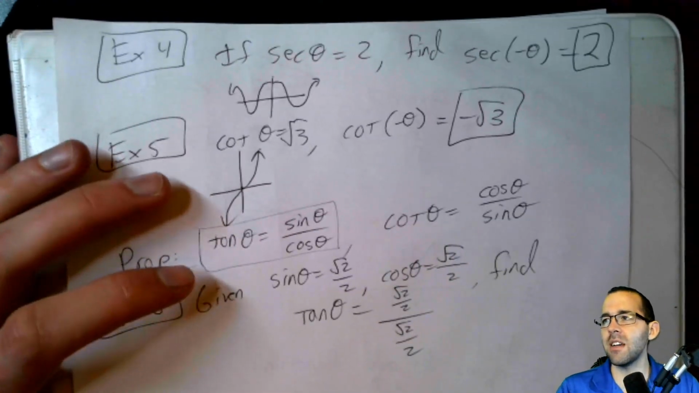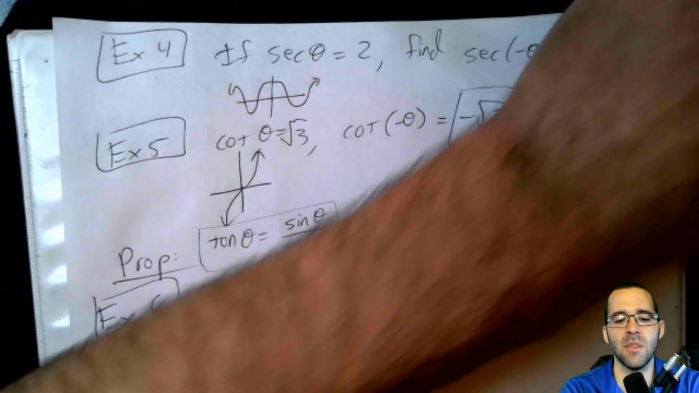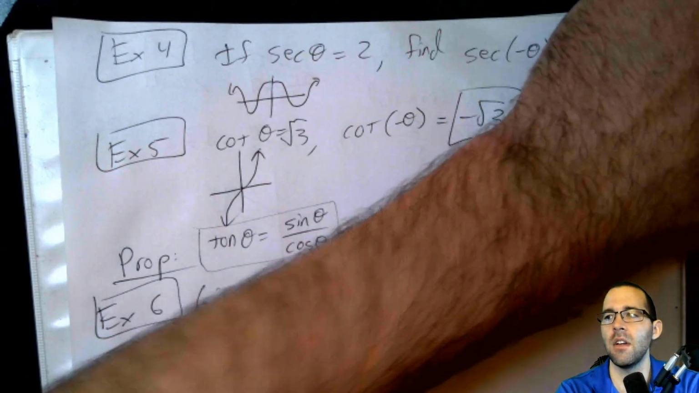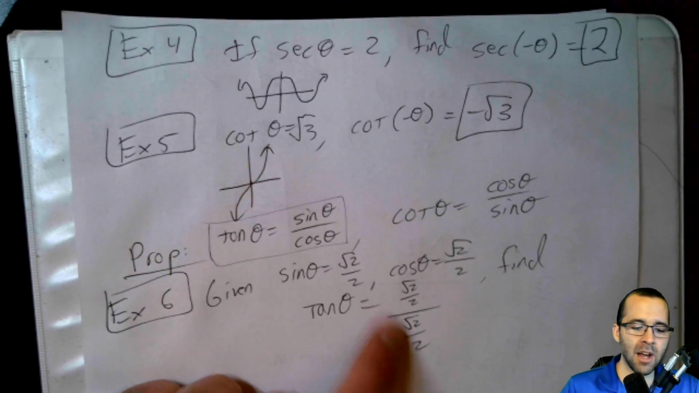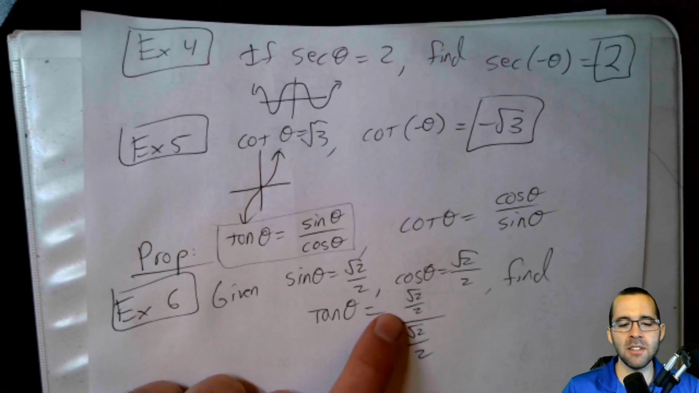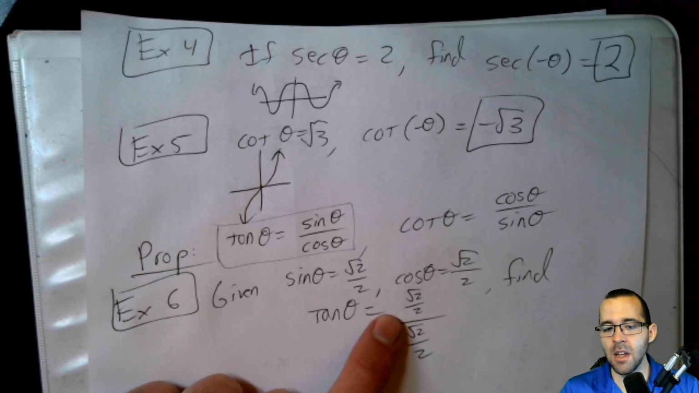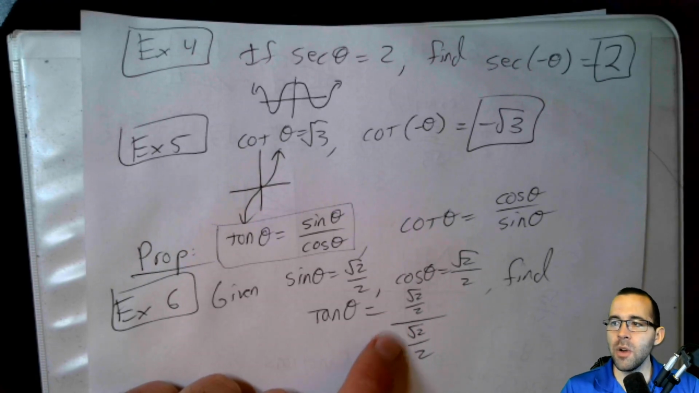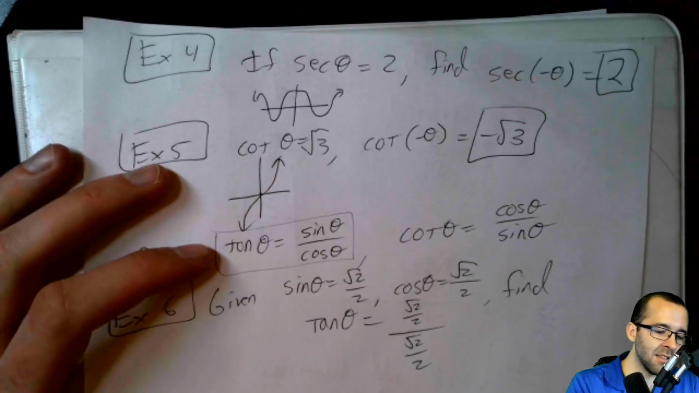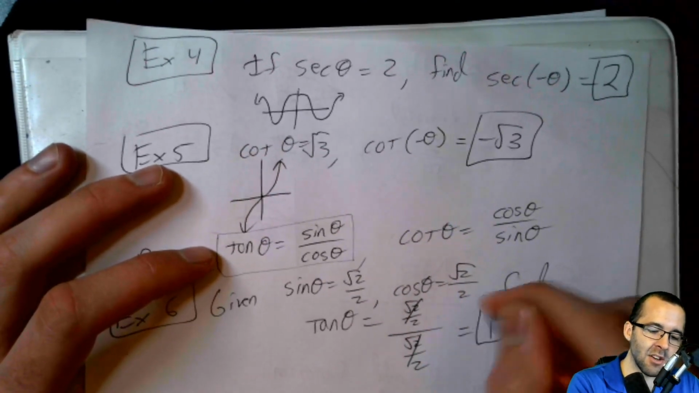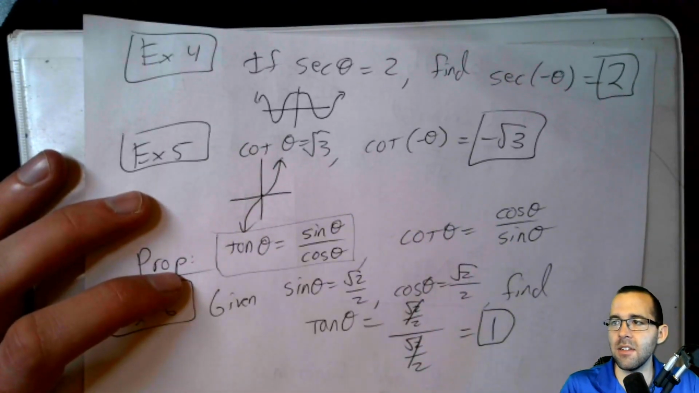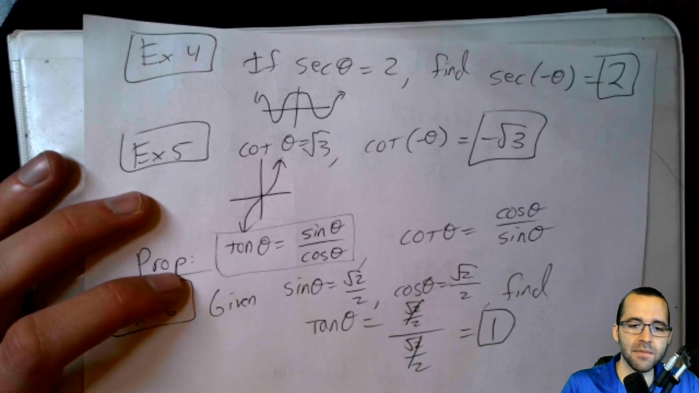Now, there's a couple of ways to simplify this. We could write it as division. We could multiply by the least common denominator on the top and the bottom. But really, we don't have to, because this is the same thing on the top as it is on the bottom. The whole fraction cancels, and it just goes to 1. Excellent. Okay? So that's essentially this.